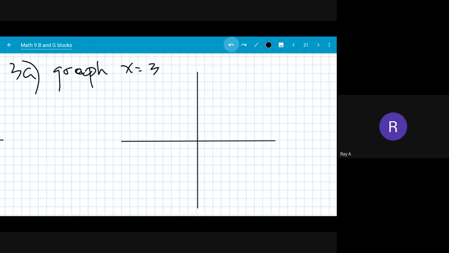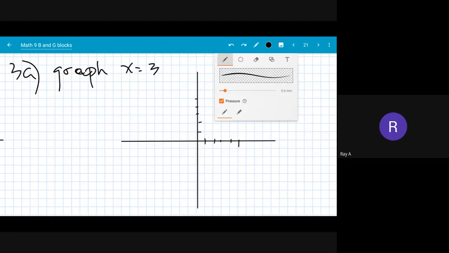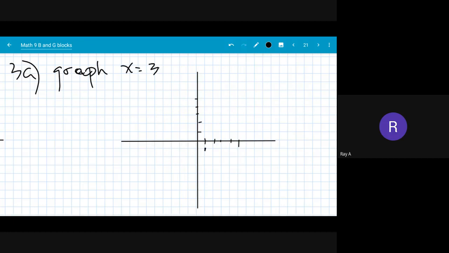One, two, three, four, five. All right, guys, just to speed this up, it's taking too much time to be able to put in the numbers. But when you graph, please make sure you put in all the numbers, okay?